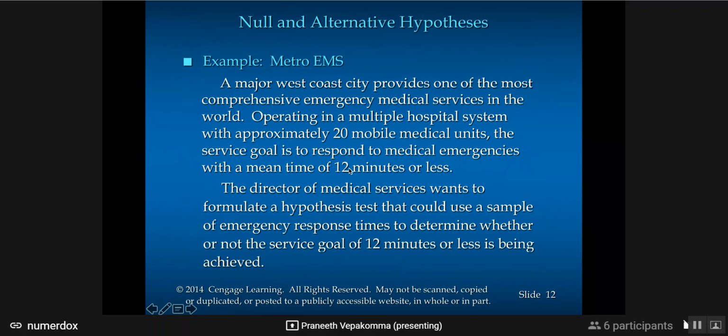Someone is having a cardiac arrest, heart attack, whatever, right? Asthma attack, right? You want ideally the emergency service to arrive as soon as possible. You don't want them to arrive after 12 days or 12 hours, right? The guy might as well die by then.